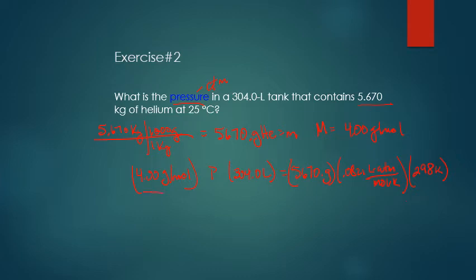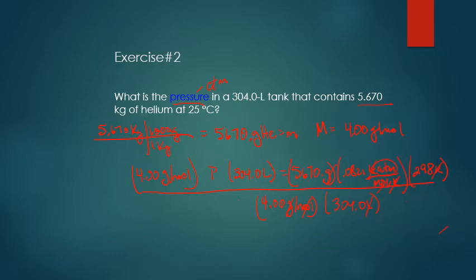So to solve for P, I'm going to divide both sides by 4.0 grams per mole and also 304.0 liters. So you'll notice again, liters cancel. I have moles in the denominator for those fractions, so they will cancel. I have Kelvin canceling out, and grams canceling out. So all I have left will be the atmospheres.